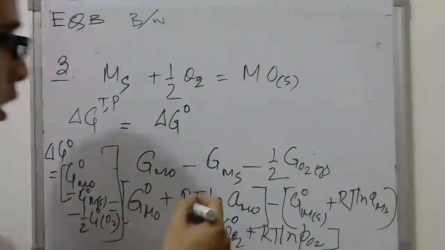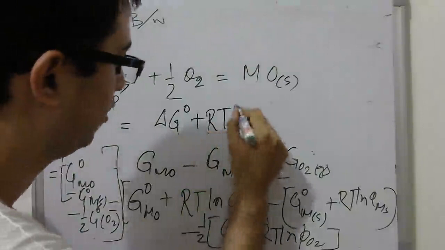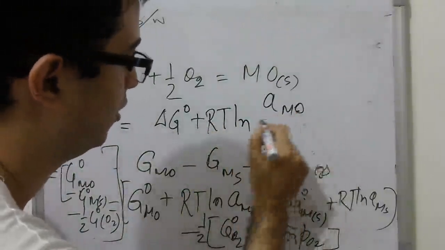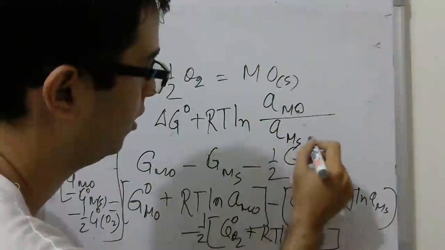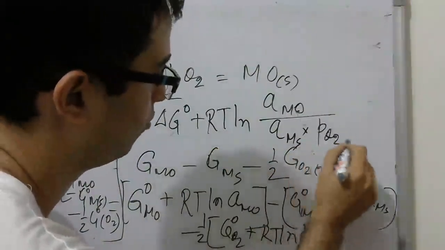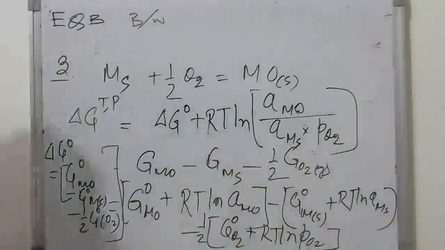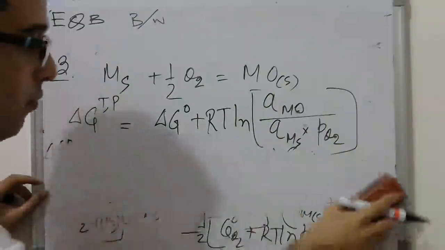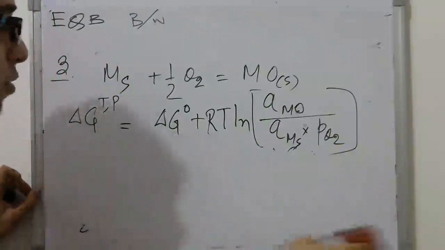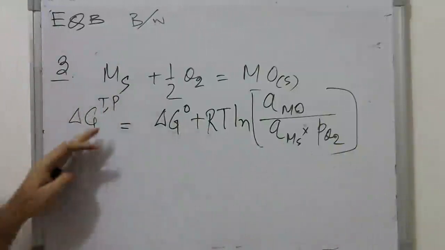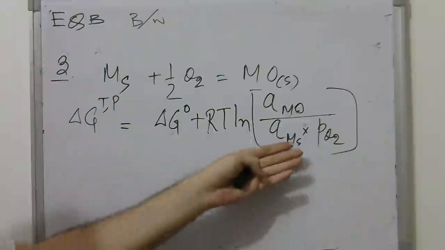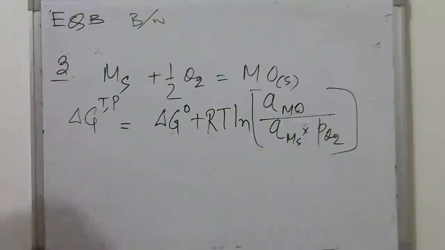If you write this, it will look like RT ln of the activity of solid oxide, divided by the activity of M solid multiplied by PO2. This is a very, very important equation for solid-gas equilibria. So ΔG(T,P) is ΔG0 plus RT ln of AMO divided by AMS solid and APO2. It directly comes from this equation. Do the substitution, you get it.